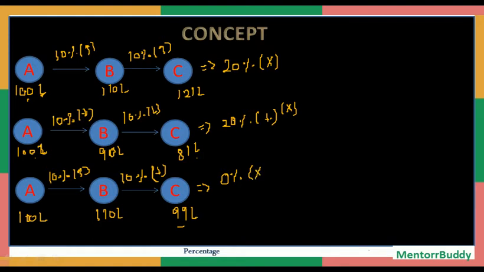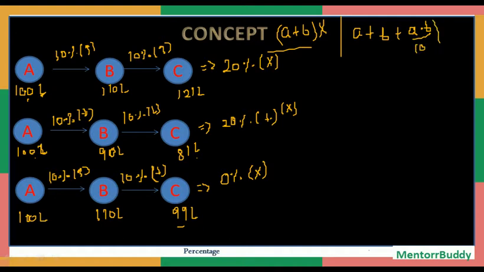So the logic says two percentages are never going to be simply additive. In these cases we are not going to add them simply. It is not going to be A plus B. We have to add them successively, and the successive addition is A plus B plus A into B upon 100. This is the form of successive addition.